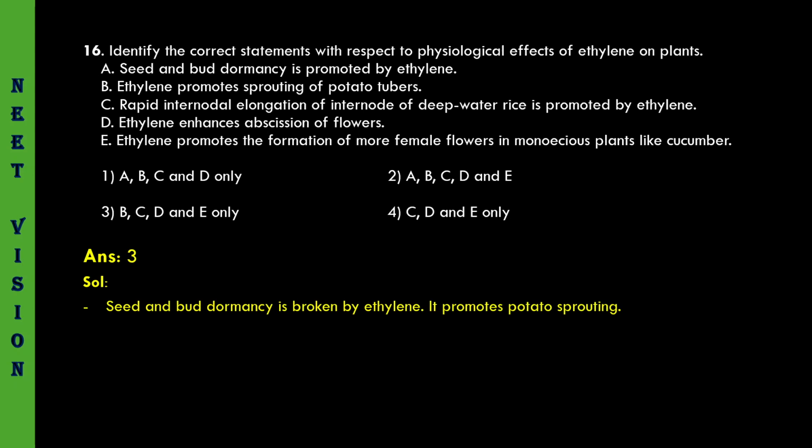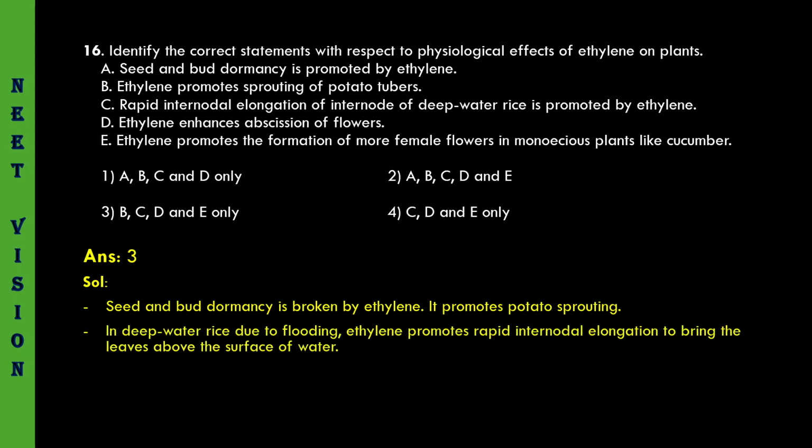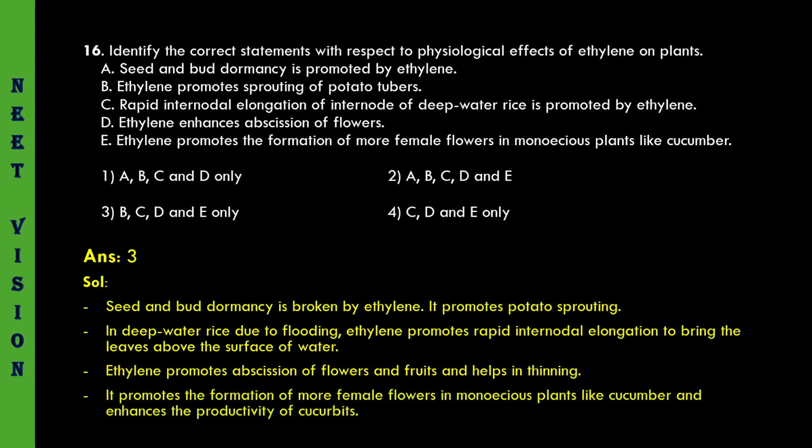It promotes potato sprouting. In deep water rice due to flooding, ethylene promotes rapid internodal elongation to bring the leaves above the surface of water. Ethylene promotes abscission of flowers and fruits and helps in thinning. It promotes the formation of more female flowers in monoecious plants like cucumber, and enhances the productivity of cucurbits.